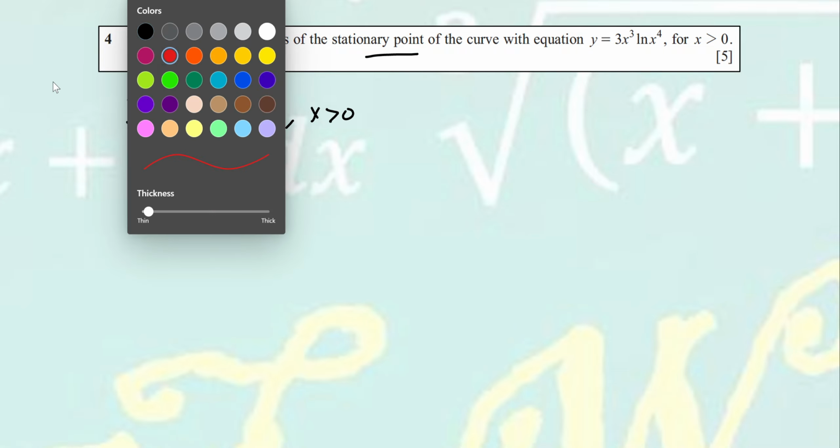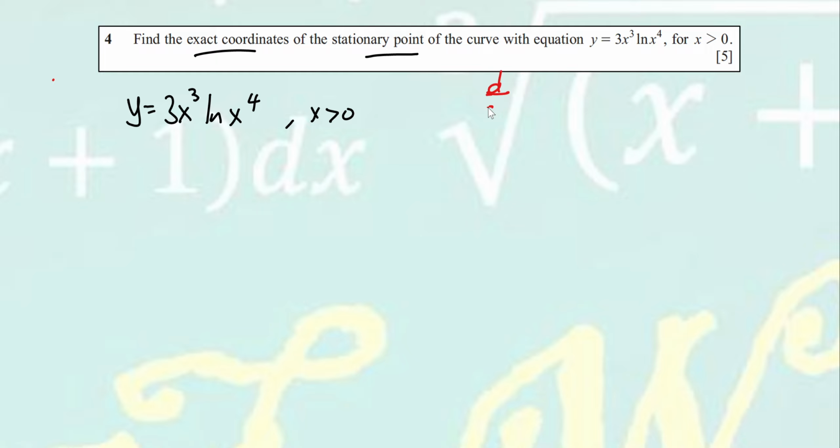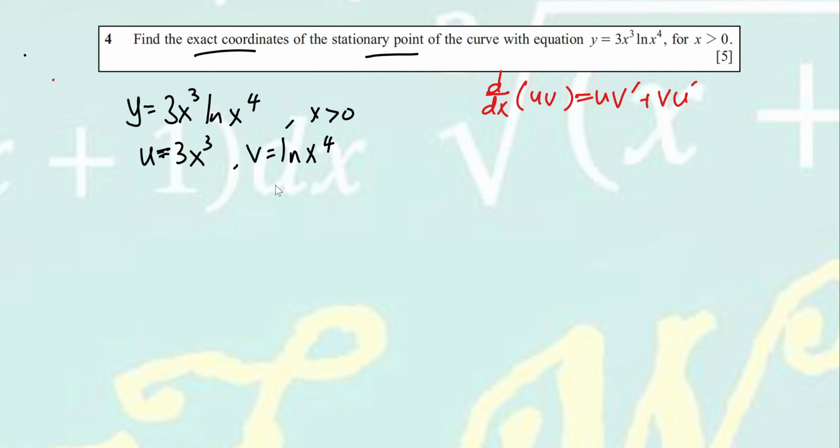So obviously you have to use the product rule. The product rule is d/dx of uv, that is uv prime plus vu prime. So I will write u is 3x cubed, v is ln x to the power of 4. For ln x to the power of 4, when I get the v prime, I will be getting 1 over x to the power of 4 times the derivative of x to the power of 4, which is 4x cubed. Then we simplify, that is 4 over x. Then du/dx, which means u prime, is 9x squared.